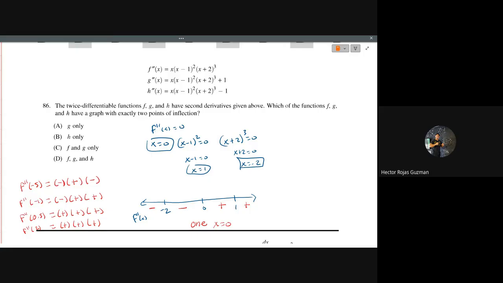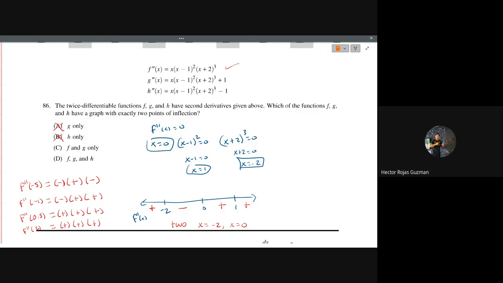Actually, hold on, looking at my work real quick, this should have been a positive, huh? A negative times a positive times a negative is a positive. So I stand corrected. We have 2, one at x equals negative 2 and at x equals 0. So this one actually checks off. And because f is a part of the solutions, you can cross off A and B.